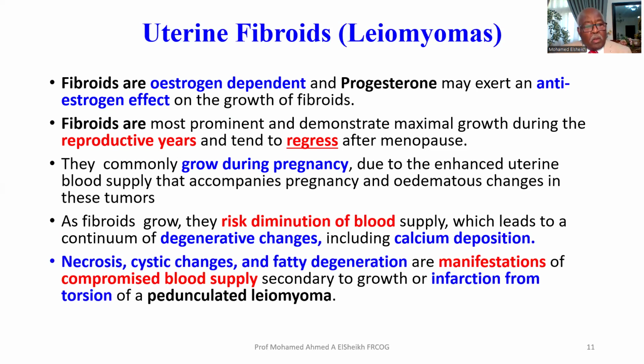This continuum of degenerative changes, starting with necrosis, cystic changes, and fatty degenerations, are manifestations of compromised blood supply, secondary to growth or infarction from torsion of a pedunculated fibroid. So the changes that could occur start from necrosis, cystic changes, fatty degenerations, all are manifestations of reduced blood supply, either as it outgrows its blood supply or if there is torsion.